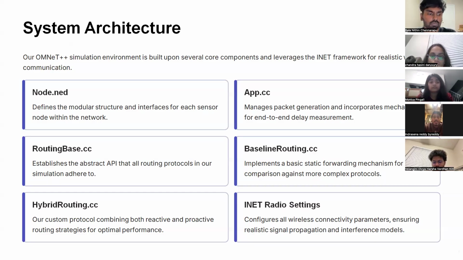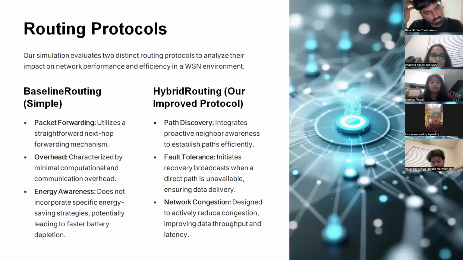And coming to slide 5, it is routing protocols. The first, baseline routing, uses a simple next hop forwarding method. It has very low overhead, no route discovery or control packets. It does not consider energy or link quality. Good for specific networks, but can deplete some nodes faster.